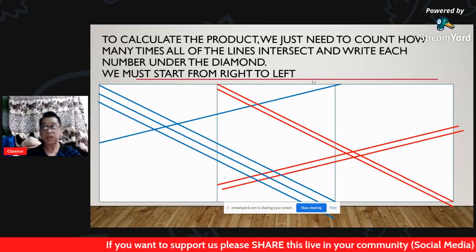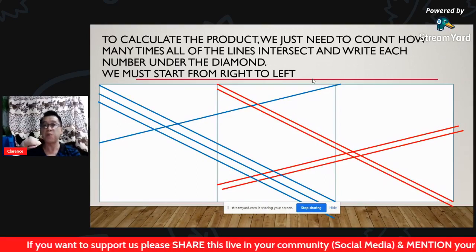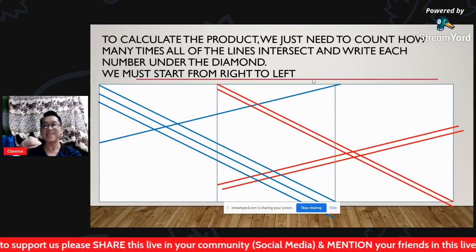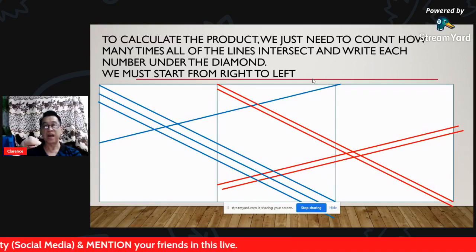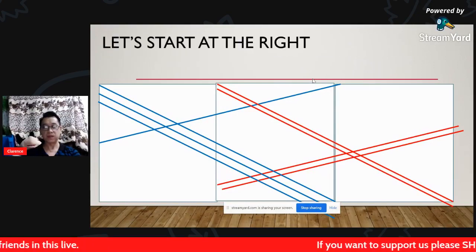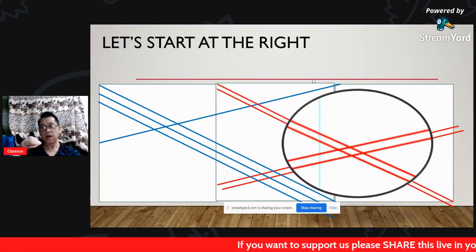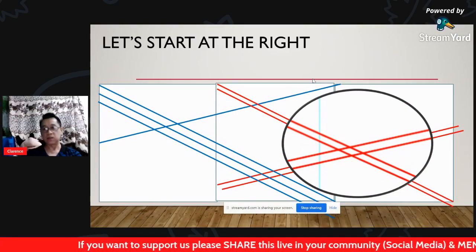Okay, to calculate the product, we just need to count how many times all of the lines intersect and write each number under the diamond. We must start from right to left. So let us have it. Okay, let us start from the right. So that one.